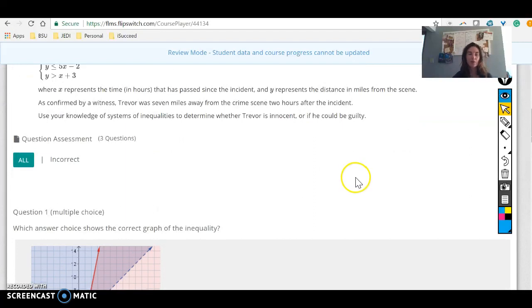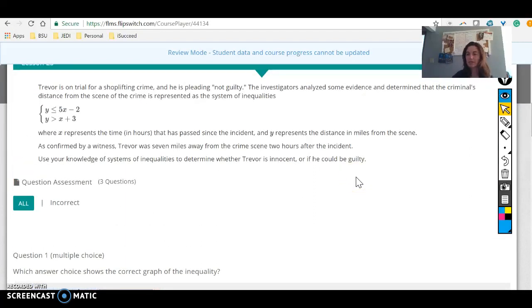Okay, so I'm just going to write these inequalities down so they kind of travel with us down the screen. The first one is y is less than or equal to 5x minus 2. And the second one is y is greater than x plus 3. Those are the two inequalities that make up our system.